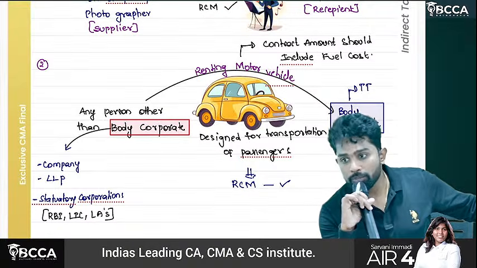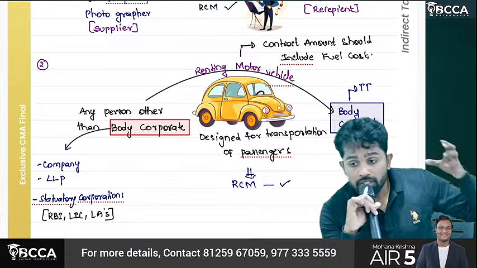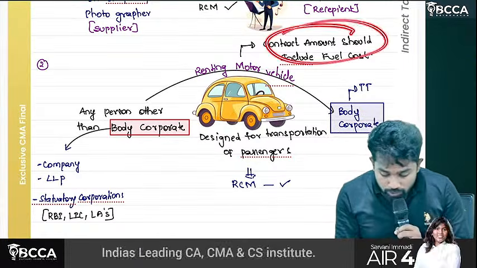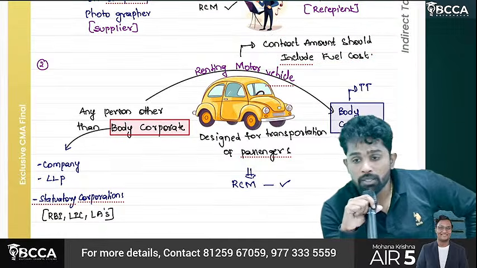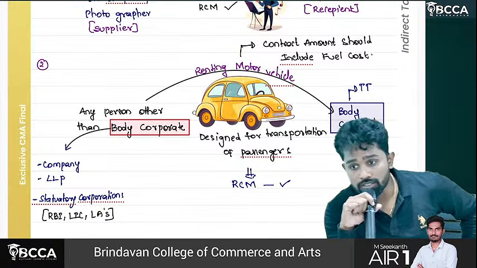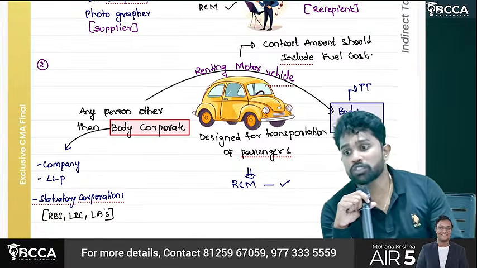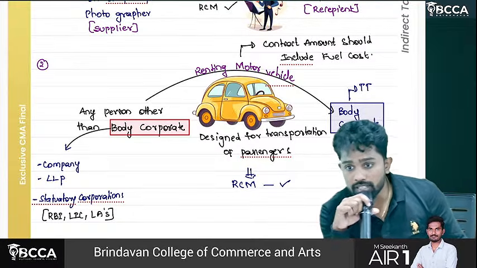What has been given on rent? A passenger transport vehicle, and the contract amount should be inclusive of fuel cost. Let's say a car has been taken on rent at 1 lakh monthly, and that 1 lakh includes fuel cost, then it is covered under RCM. It's not the car owner who has to pay tax under RCM. The one who took it on rent has to pay the tax under RCM.